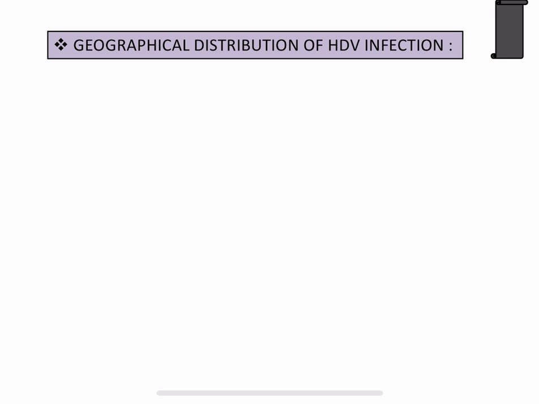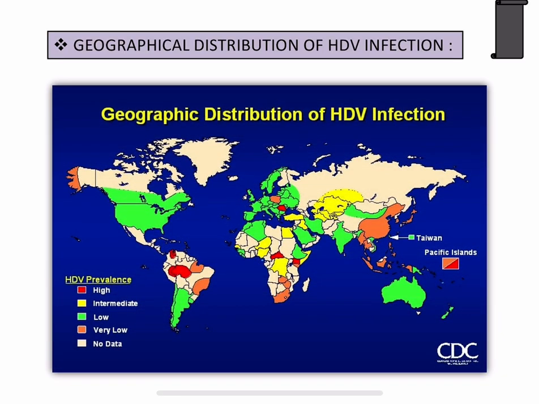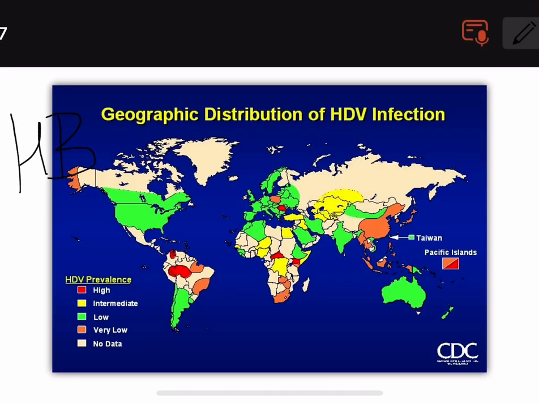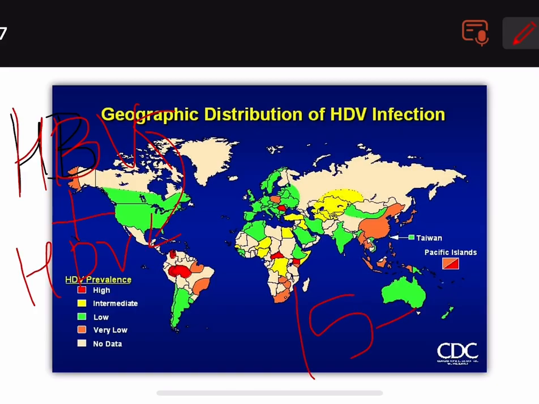Moving further to the geographical distribution of hepatitis D virus infection. It is estimated that globally 5% of HBsAg positive people will be co-infected with HDV. So the co-infection is seen with HBV. People infected with HBV are co-infected with HDV. Co-infection means at the same time both viruses are going to attack the body. Globally, 5% are co-infected, and the distribution results in a total of 15 to 20 million people infected with HDV worldwide.